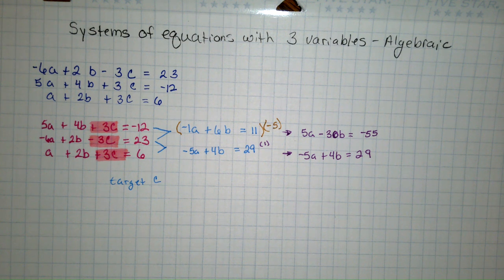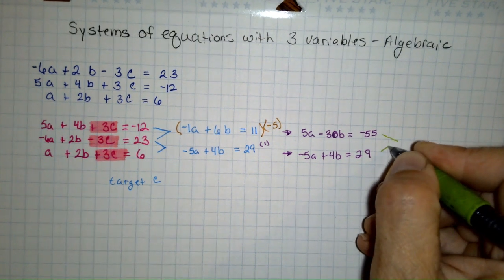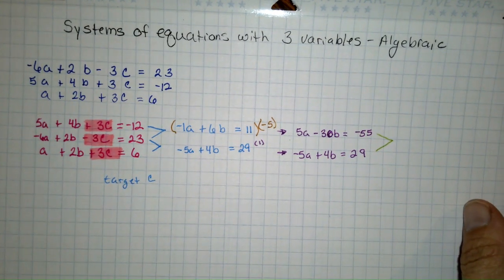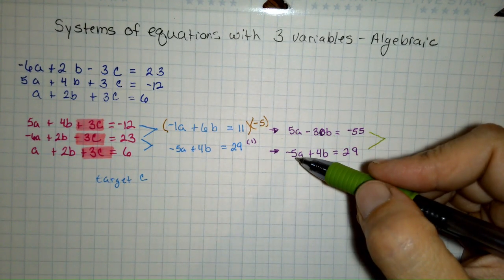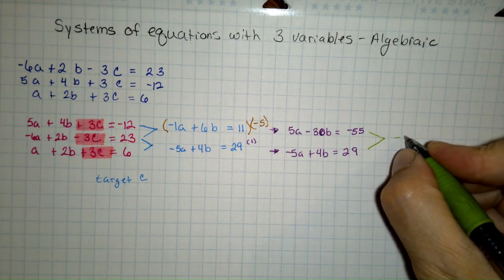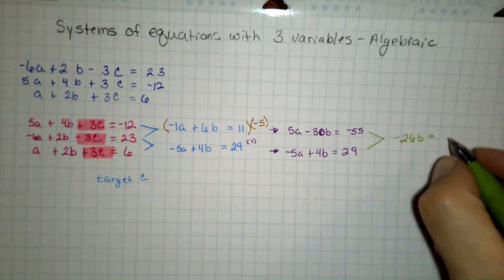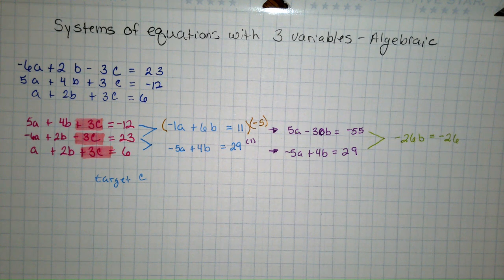All right, so now it's time for us to actually have this round go on. And when they face off, our elimination target this round is going to be the A's, because 5a and -5a add to 0, so they go away. -30b plus 4b is -26b. And then -55 and 29 make -26. So this green equation here at the end is beautiful because it allows us to solve for b.